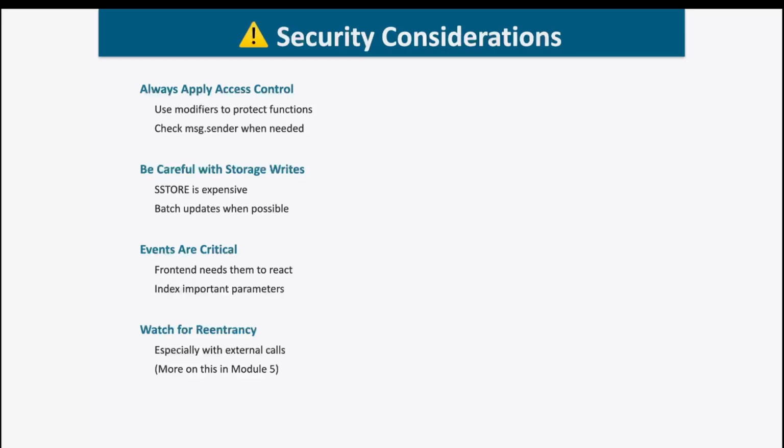Events are critical for off-chain systems. Your front end depends on events. If your contract doesn't emit events, your front end can't stay in sync. Always emit events for important state changes. Index important parameters so off-chain systems can filter efficiently. One final warning. Watch for re-entrancy attacks. In Module 5, we'll cover this thoroughly. But for now, be very careful with external function calls. If you call another contract, assume it might call you back. This can cause unexpected behavior.